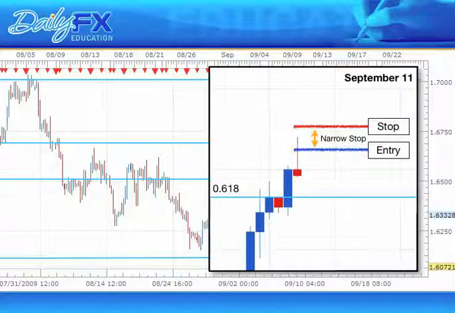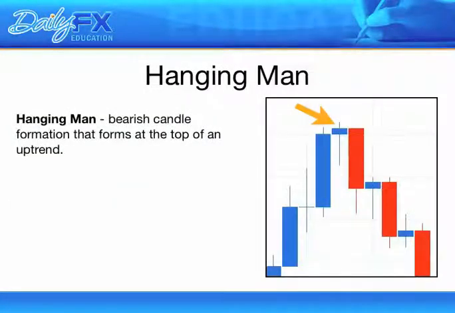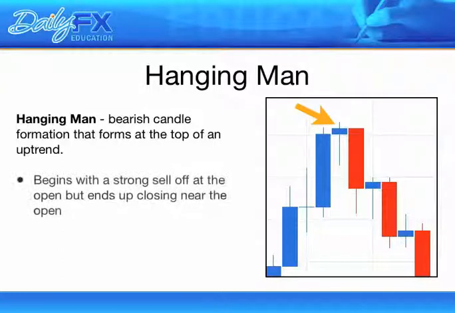The next two formations we're going to discuss are the hanging man and the hammer. These candle formations can look identical to one another. What separates them is where they form. The hanging man is a bearish candlestick formation that forms at the top of an uptrend. Generally, it forms after a strong sell-off at the open, but buyers then come back to push the price back up so that the close occurs near the open.